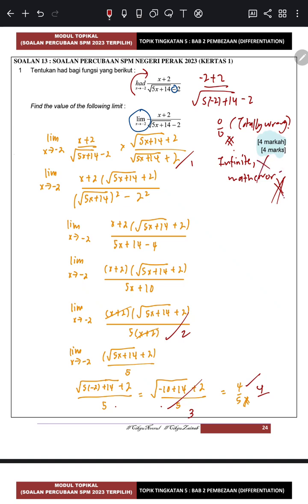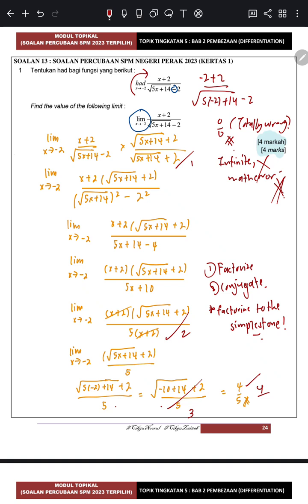So how must you get the value? You have to see whether you can multiply it with the conjugate or not, or you can factorize it or not. It's either factorization or conjugate. Okay, my note for you: factorization and conjugate. And remember, you have to factorize to the simplest one.